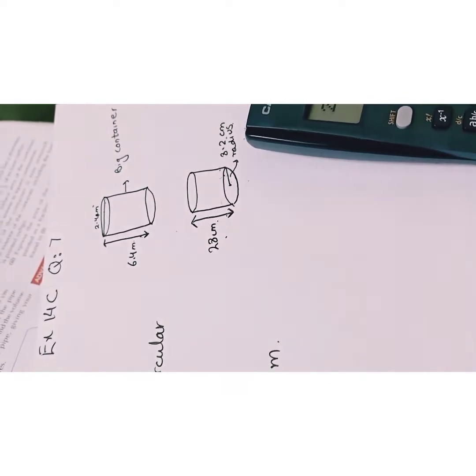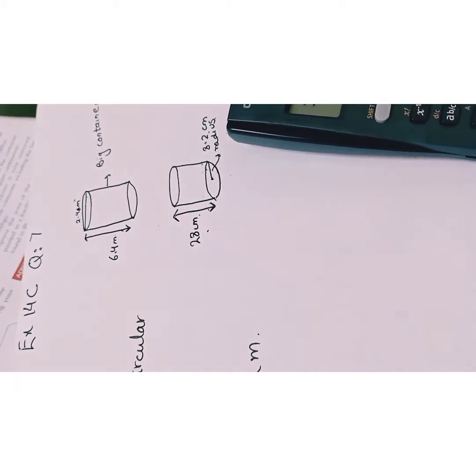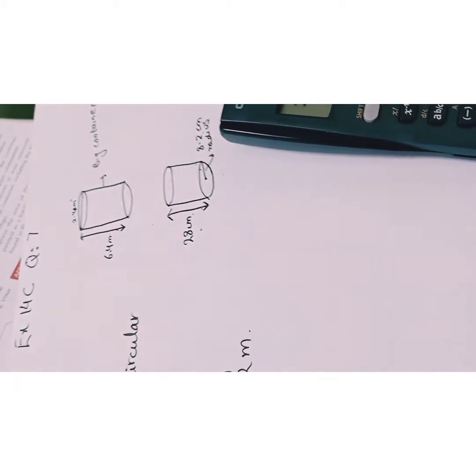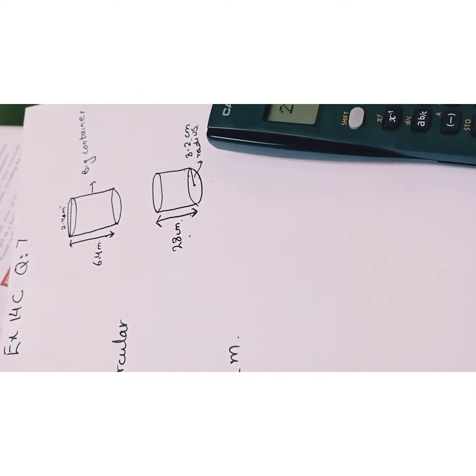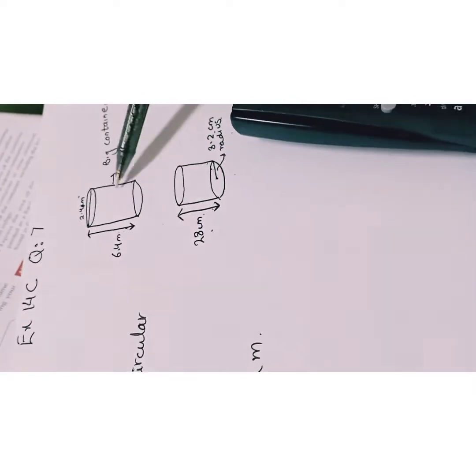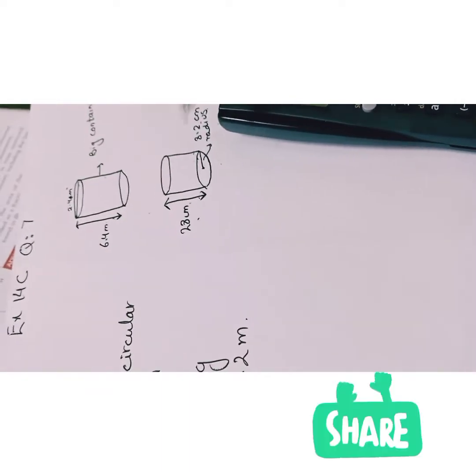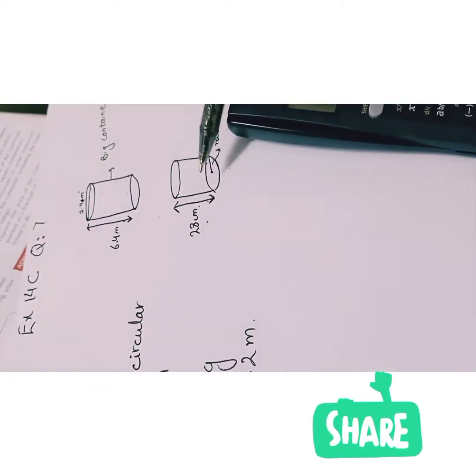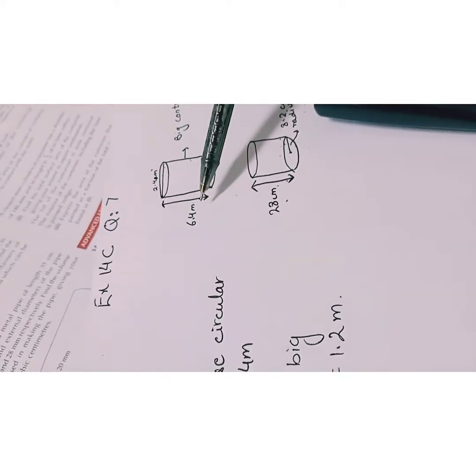Now we know that this big container's measurements are given in meters, while the small container's measurements are given in centimeter. They should have the same unit, so we can divide the volume of the big container by the volume of the small container. So let's convert meters into centimeter.